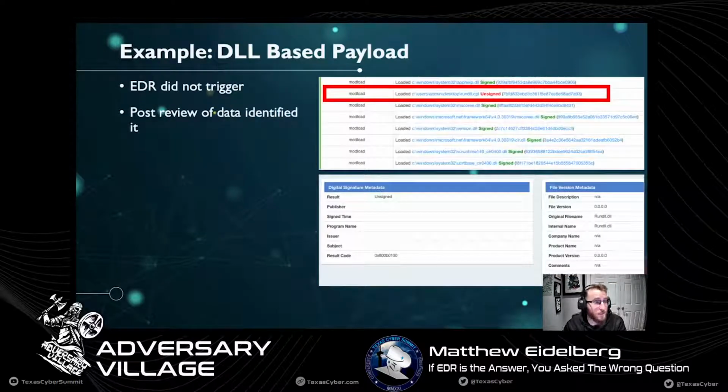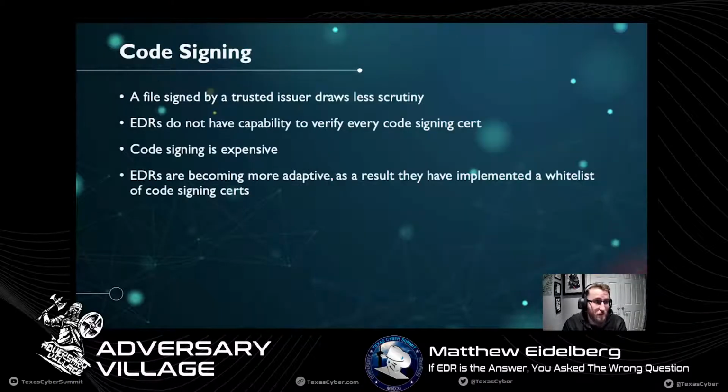And if we look at this example, we can see this DLL or CPL was loaded into a process. Now, it didn't trigger any type of alerts, but from a post-mortem review, it's pretty self-explanatory that something's standing out here, whether it be that it's unsigned, as well as there's no metadata on this file. So let's talk about code signing.